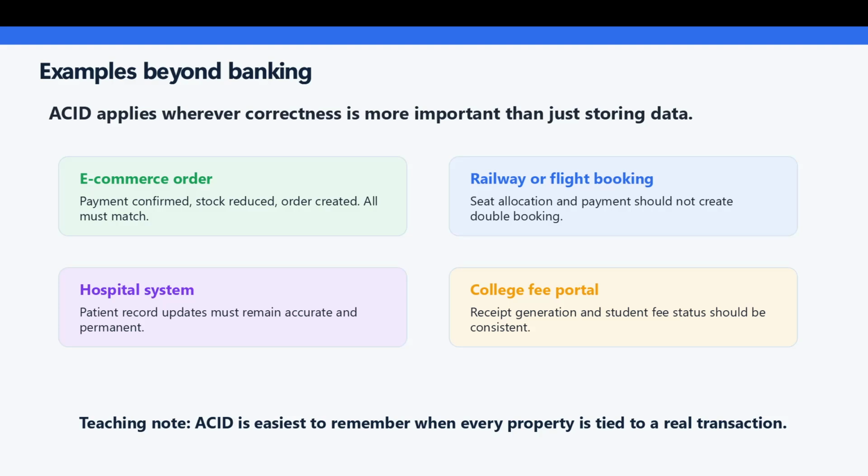The next example is railway or flight booking. When a seat is booked, the payment and seat allocation should be properly connected. The system should also prevent two customers from booking the same seat. Another example is the hospital management system. Patient records, prescription, test results, and billing details must remain accurate. The system should not save only a part of a medical update.